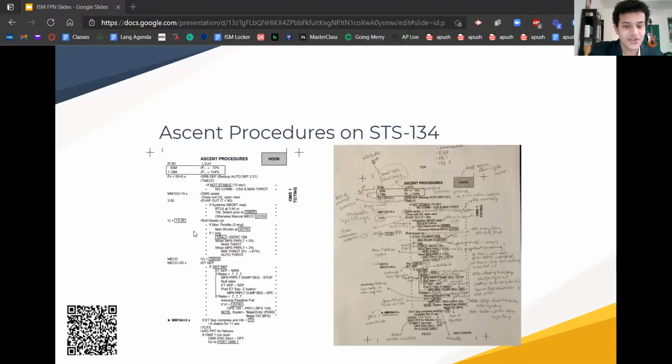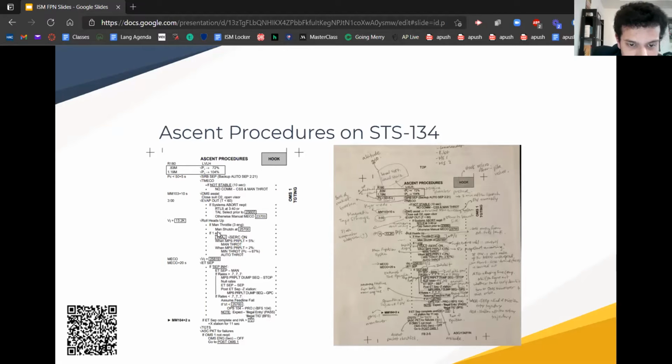So the ascent procedures on the shuttle are pretty complicated, and you can see the difference in the left and the right pictures: the blank document and the one I annotated on. It took me a lot of notes to parse all of this and all of what this means, and it has a lot of abbreviations and technical jargon that really wouldn't make sense to a first timer at all. So, going over this very briefly and giving a brief overview.